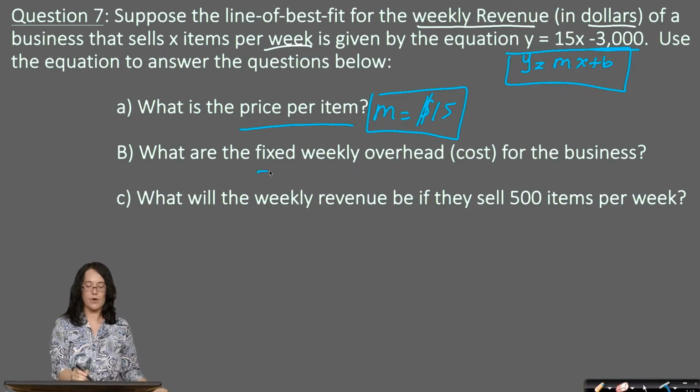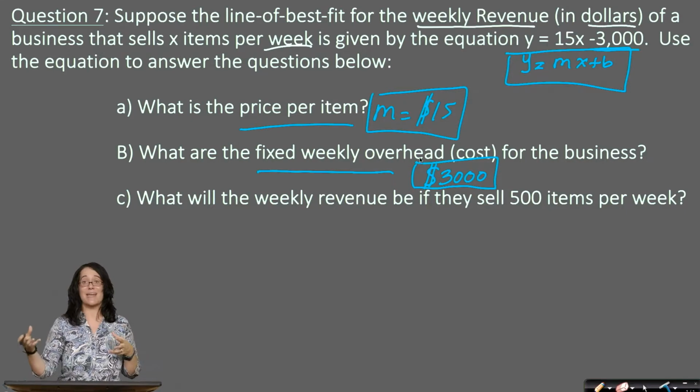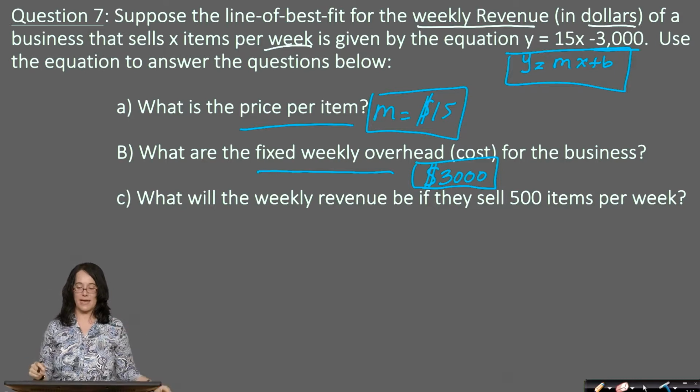Now, as far as what are the fixed weekly overhead costs for the business, that would be the deficit we're starting out with. That would be that fixed $3,000 that we're subtracting. So $3,000 would be the cost. And again, because it's a cost, that's why it's negative here, whereas revenue is positive. Money coming in is positive, money going out is negative.